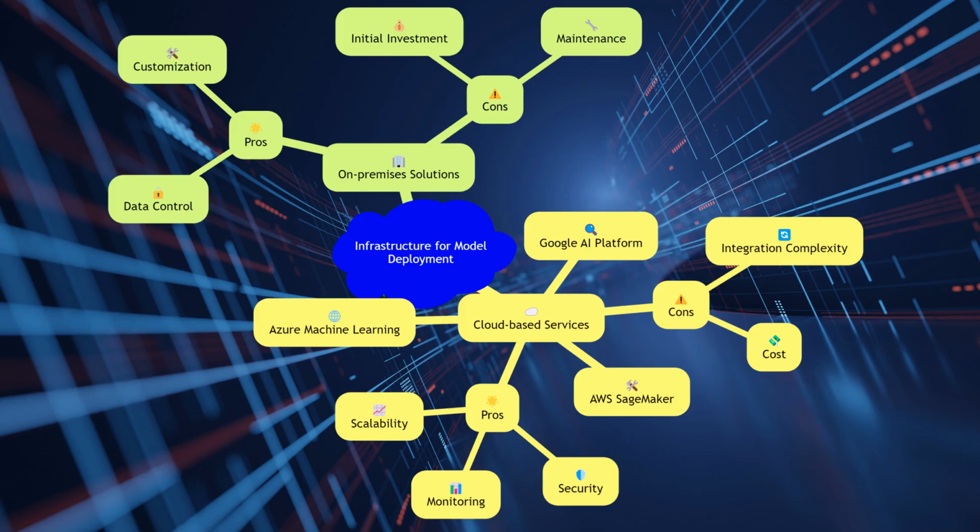The choice of infrastructure for deploying your model is critical. Options range from cloud-based services like Azure Machine Learning, AWS SageMaker, and Google AI Platform to on-premises solutions. Each option has its pros and cons, such as scalability, cost, and ease of integration with existing systems. Cloud-based solutions often offer additional features like auto-scaling, monitoring, and security, making them a popular choice for many organizations.